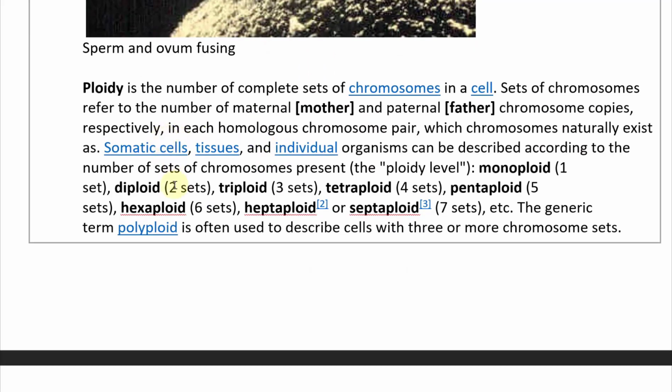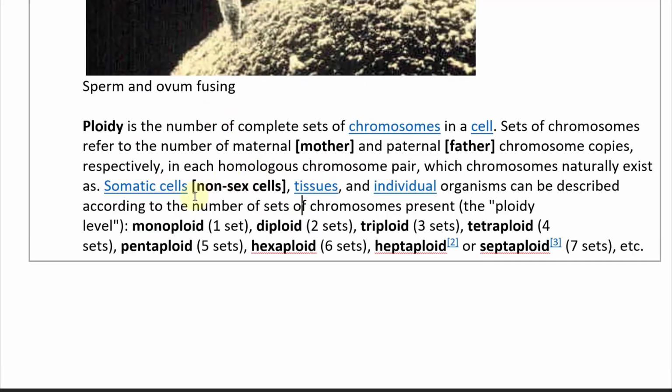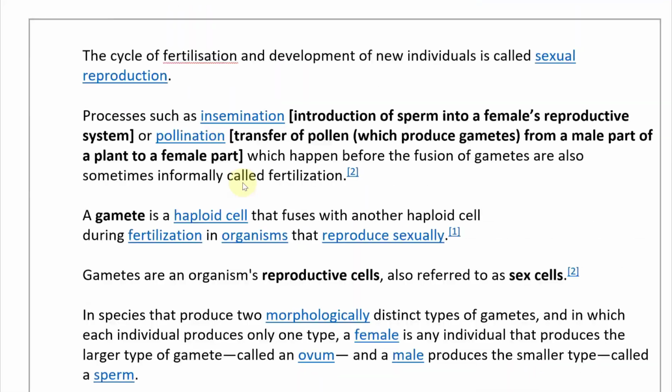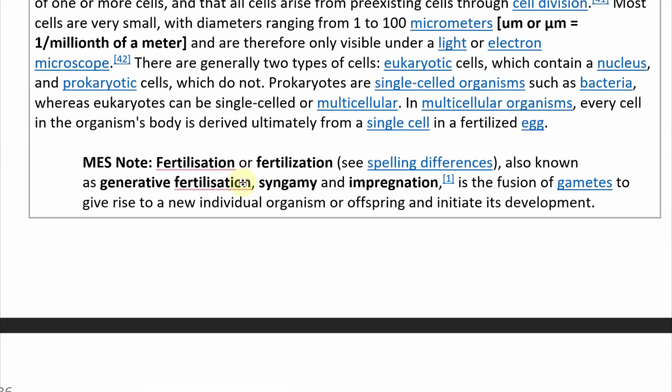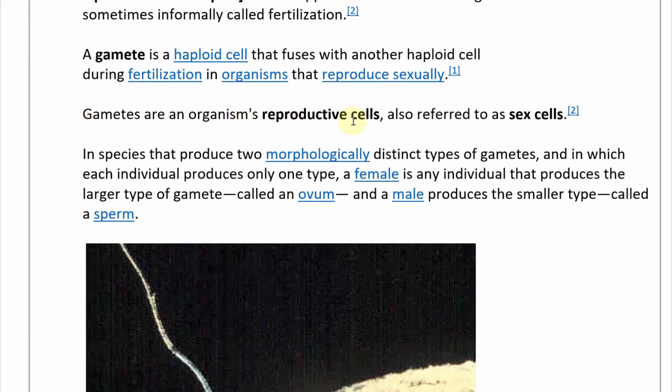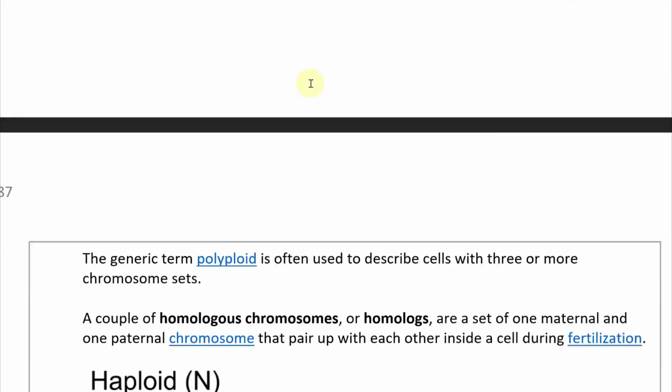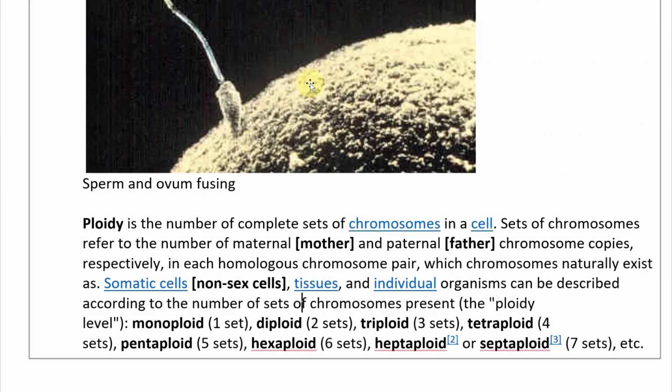Going further, somatic cells, tissues, and individual organisms can be described according to the number of sets of chromosomes present. And here's a reference. Somatic cells are non-sex cells, so basically all the other cells besides the gametes that are involved in reproduction. The gametes fuse together, so one gamete fuses with the other gender.